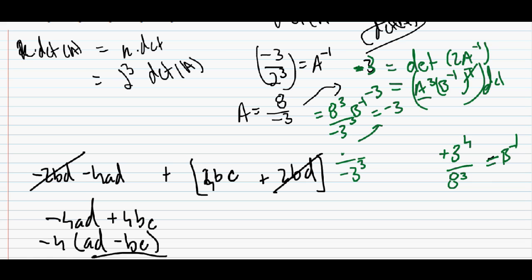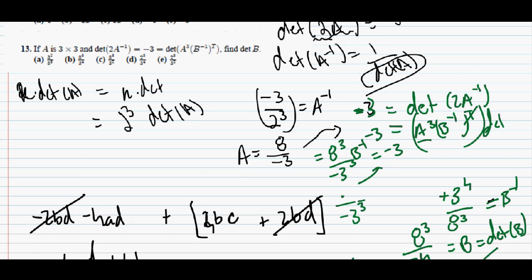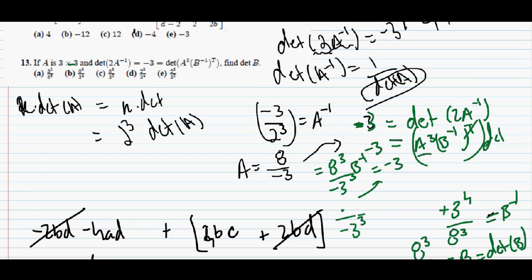Now we take the 1 over that, like I said previously. What do we get? We get 8 cubed over 3 to the power of 4 is the determinant of B. That is B. 13B is the answer.